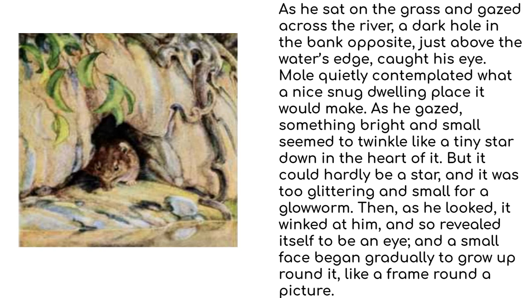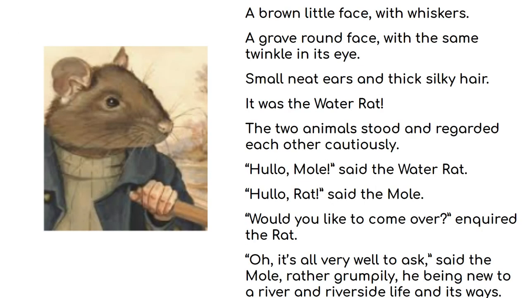Then, as he looked, it winked at him, and so revealed itself to be an eye, and a small face began gradually to grow up round it like a frame round a picture. A brown little face with whiskers, a grave, round face with the same twinkle in its eye, small, neat ears, and thick, silky hair. It was the water rat. The two animals stood and regarded each other cautiously.